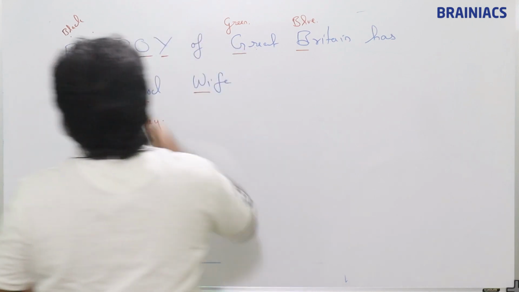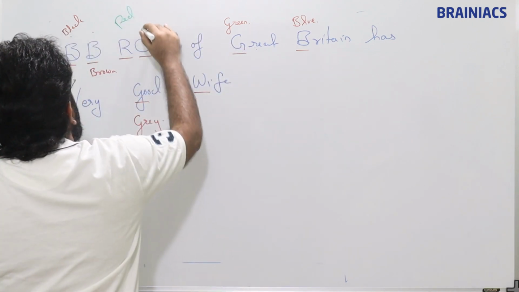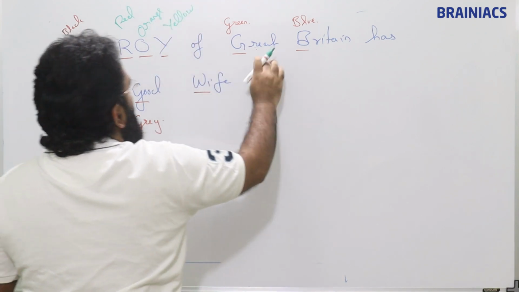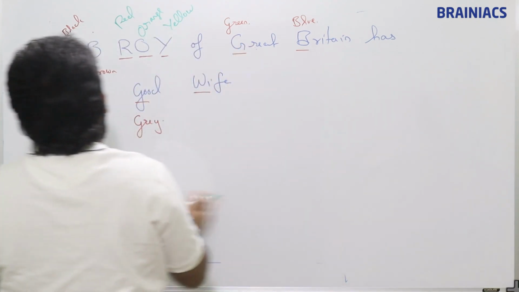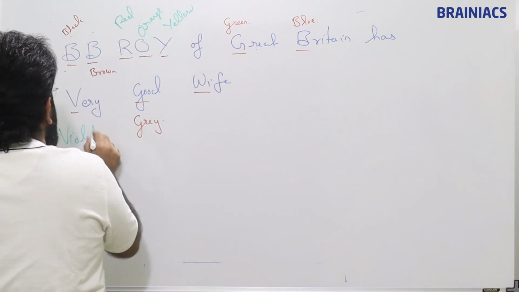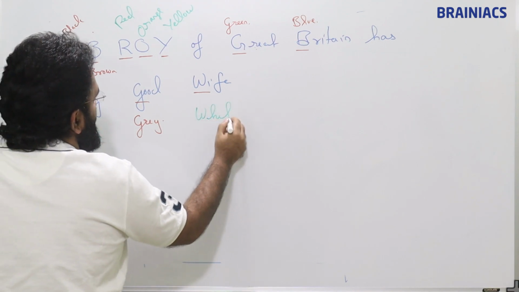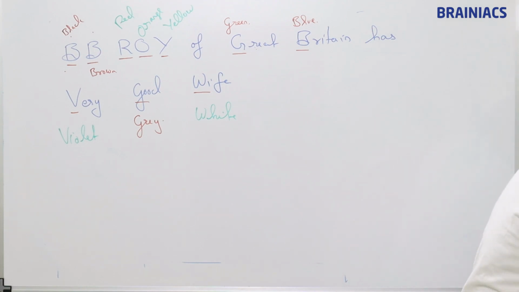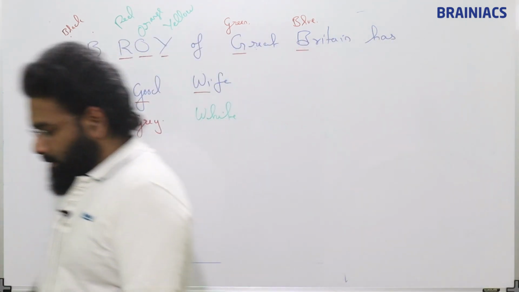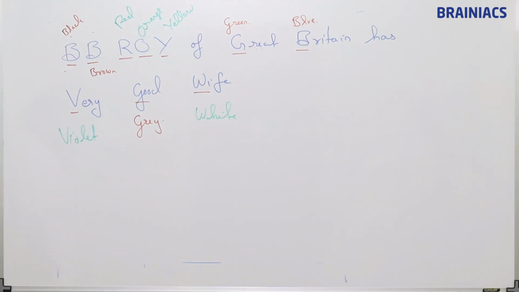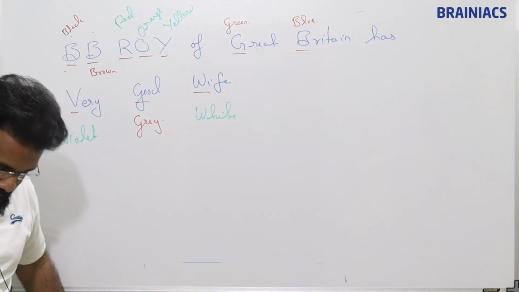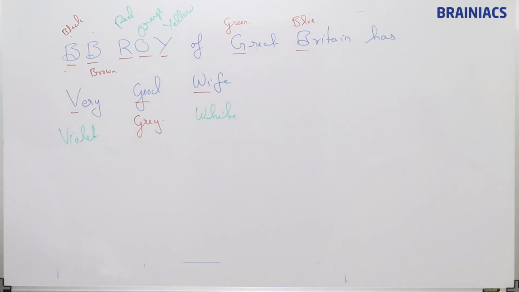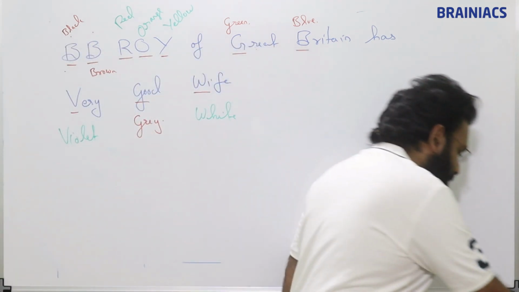Black, brown, red, orange, yellow. Okay, Great Britain: blue, green, blue. Okay, violet, and this is white. So remember this code: BB Roy of Great Britain has a very good wife, and use it to solve any question. Okay, so we will do some simple problems here.